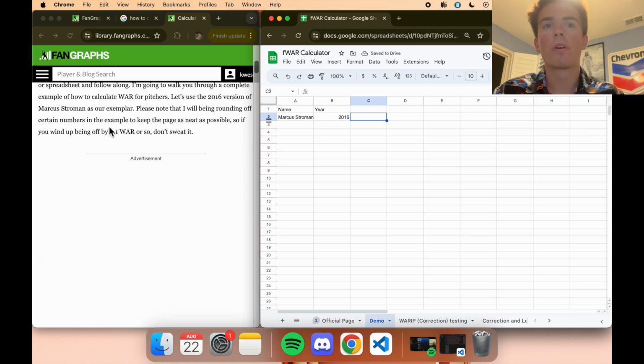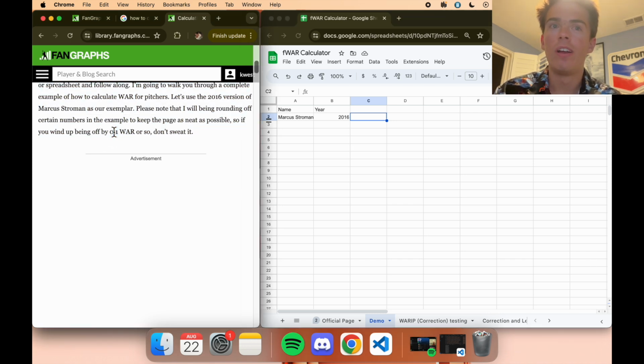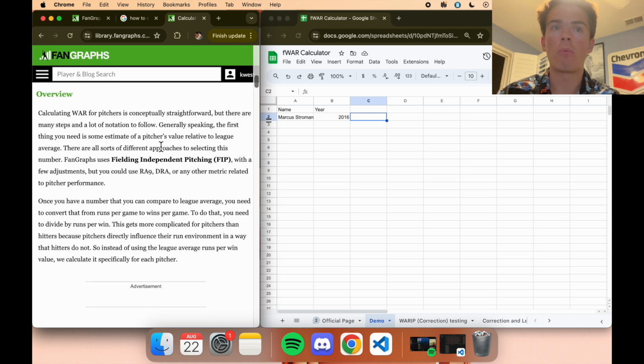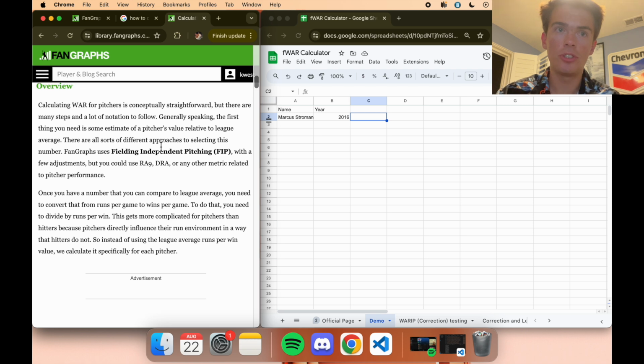Then it says, don't worry if you're off by 0.1 WAR. We're going to see consistently we're off by about, I think, 1.185 is what I found in the rest of my Google Sheets, and I'll walk through that in a little bit. But let's just walk through, bare bones from scratch. How do we, using a calculator, using this Google Sheets, calculate wins above replacement for Marcus Stroman?